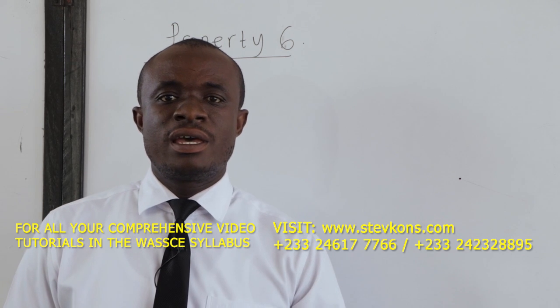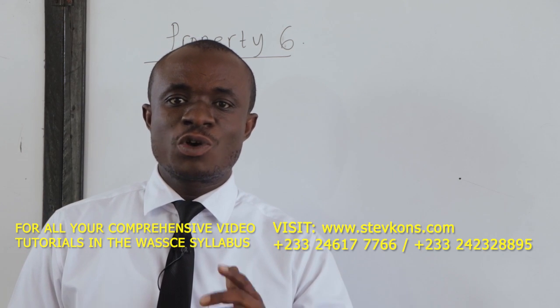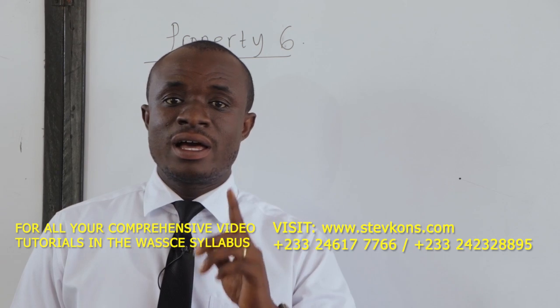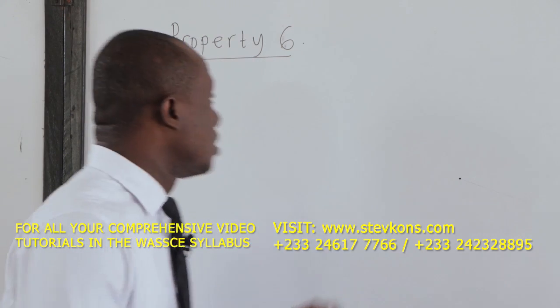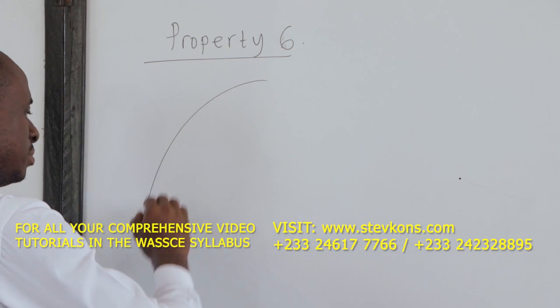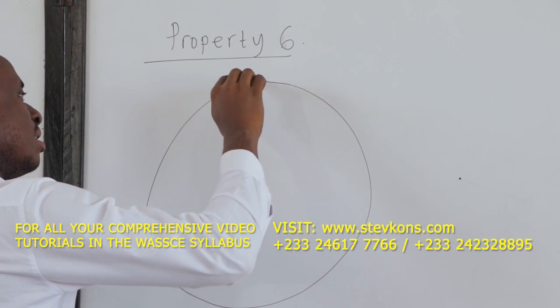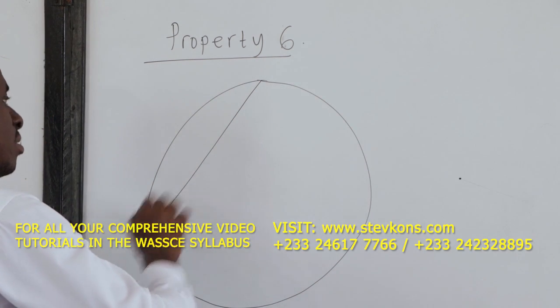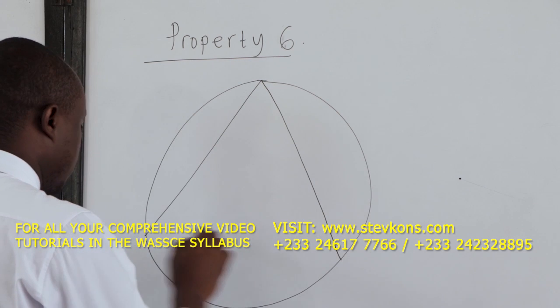Now let's see property six. It says that the opposite angles of a cyclic quadrilateral add up to 180 degrees. So if we have a circle, and in this circle, we can see a four-sided figure.